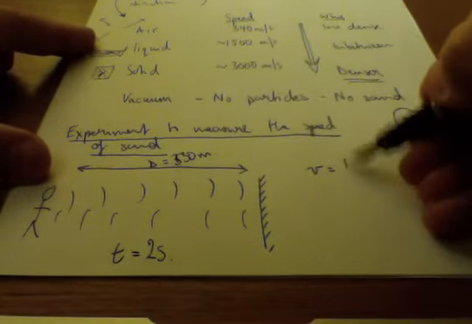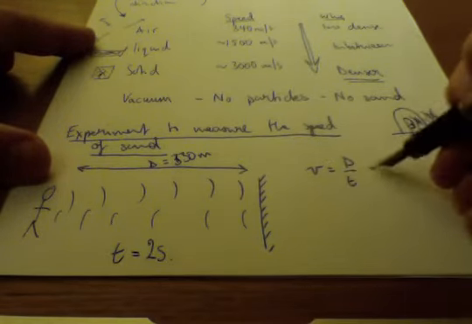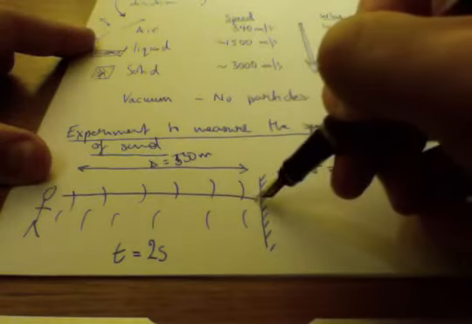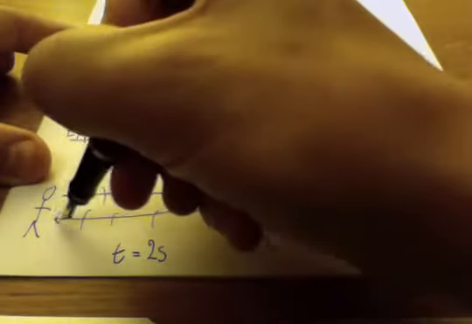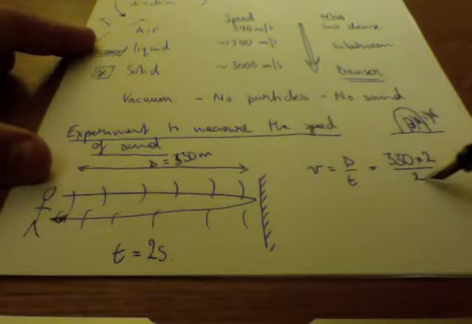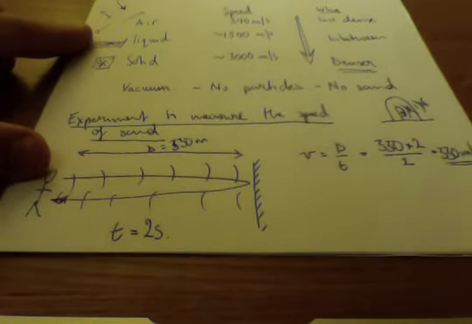The speed of sound is going to be the distance divided by the time. Now the distance that's been travelled is 330 meters, but careful here, not only has it gone that way, it's bounced and it's travelled back again. So in actual fact, it has travelled twice the distance. And the time is 2 seconds. And if you plug that into your calculators, you come out with 330 meters per second.